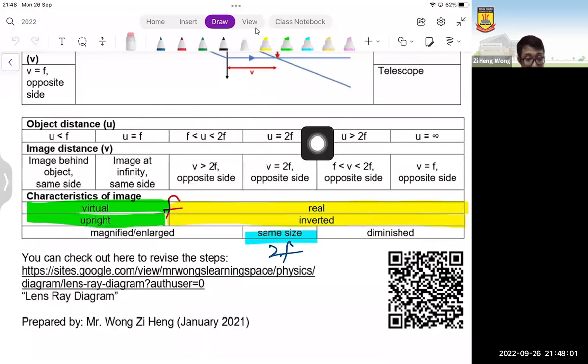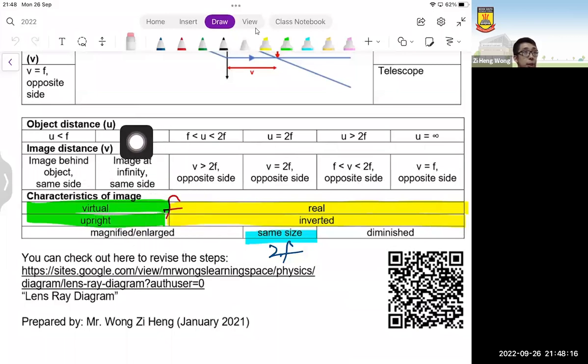Object distance equals to 2F. Object distance more than 2F. Object distance infinity. Okay. So for each one of them, what is the image distance? Okay, this one I think no need to memorize. Okay. But the important thing is the characteristic of the image.